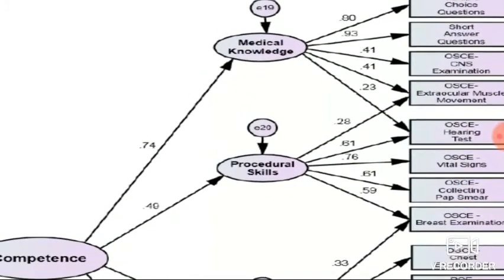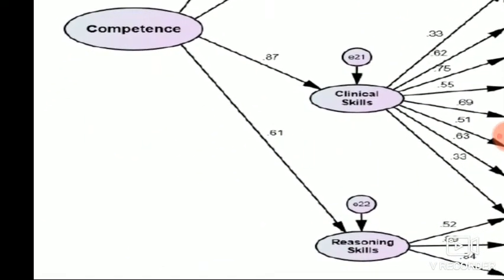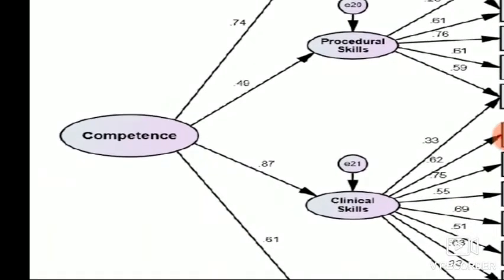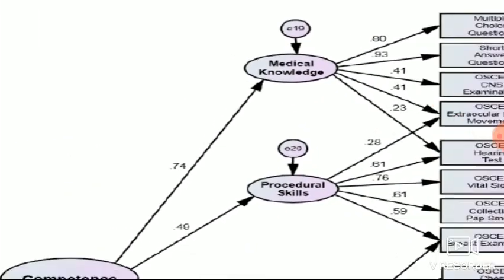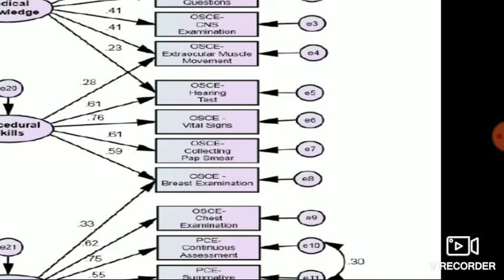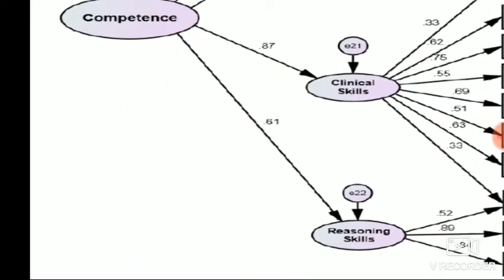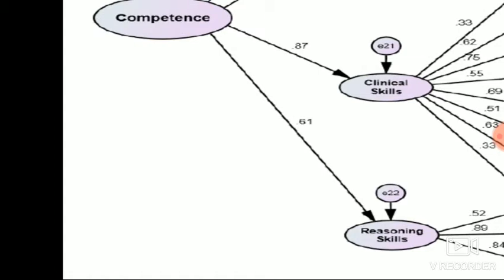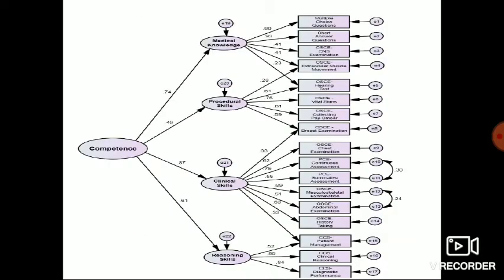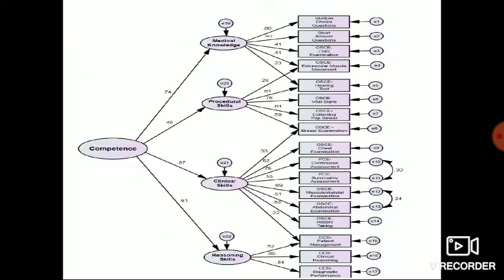or indexed. For example, knowledge, skill, clinical skill, reasoning skills, procedural skills, medical knowledge. So the right side variables are grouped into four factors. So in order to minimize the number of variables into some number of groups, we can use factor analysis.